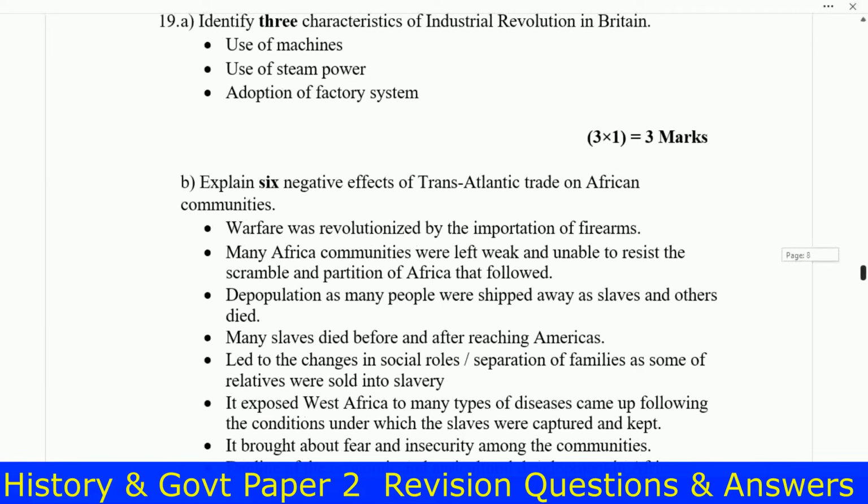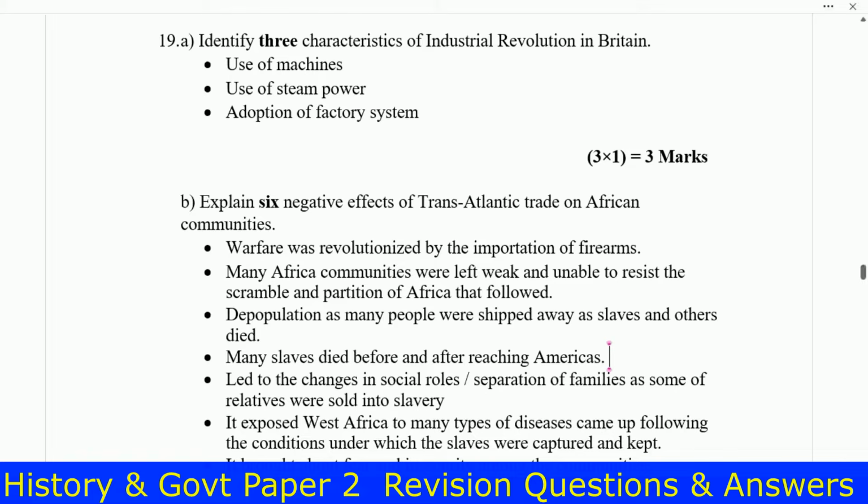We go to number 19. Identify the characteristics of the Industrial Revolution in Britain. Three characteristics. Number 1, use of machines. Number 2, use of steam power. Next, adoption of the factory system.